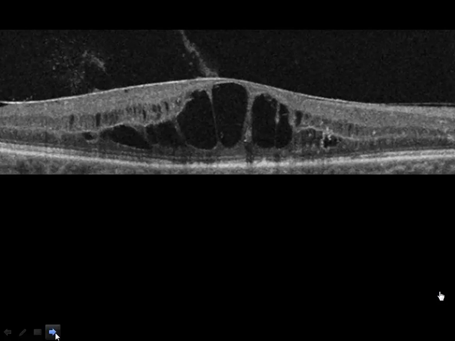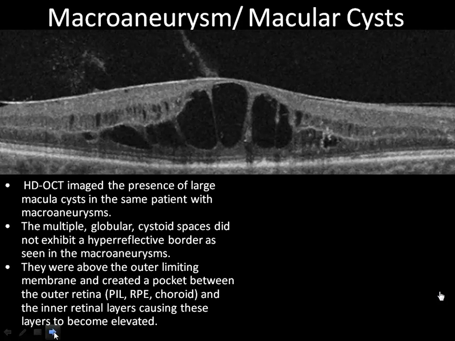In the same patient with hypertension, the patient has all sorts of macular cysts. This is now going through the macula. The slices before were not going through the macula. And here we see these multiple areas of cystoid spaces, but these do not exhibit a hyper-reflective border. It's just spaces, but it's not round. It's not a blood vessel clearly, and it doesn't have a well-defined hyper-reflective border.